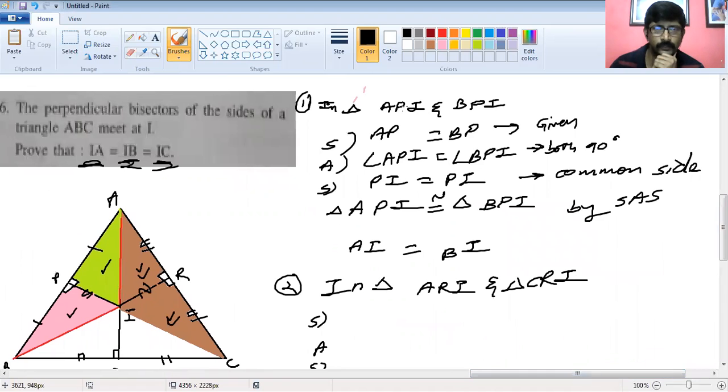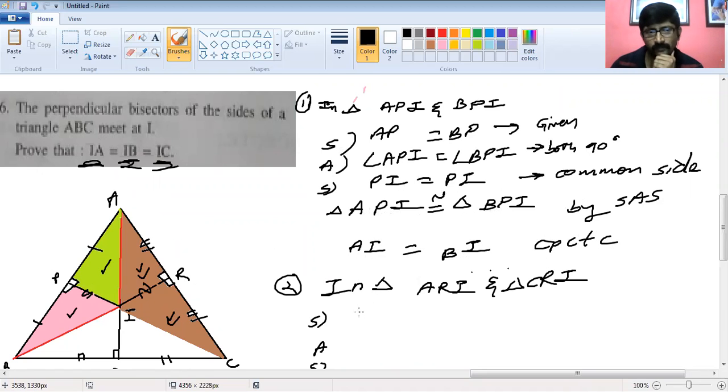So first of all, we select triangles API and BPI. In this case, AP is equal to BP because it's given. This AP is equal to BP. And angle API is equal to angle BPI, both right angles. This angle and this angle, both right angles. And PI is equal to PI because common side. Therefore, triangle API is congruent to triangle BPI by SAS test. So AI is equal to BI by CPCTC, isn't it?